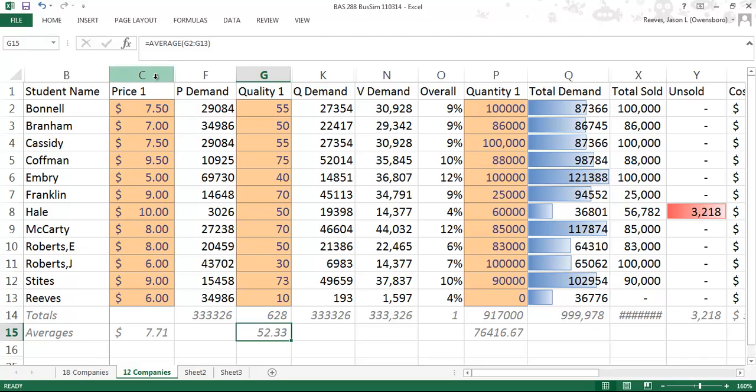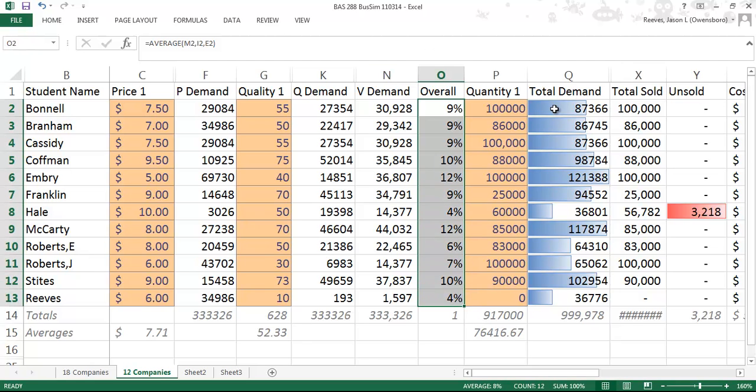These are your price-conscious customers and their demand. A third of the demand is price-conscious customers, a third is quality-conscious customers, and a third is value-conscious customers. So people worried about price want low price, people worried about quality want high quality, and people worried about value want a good price to quality ratio. And then here is the demand overall.